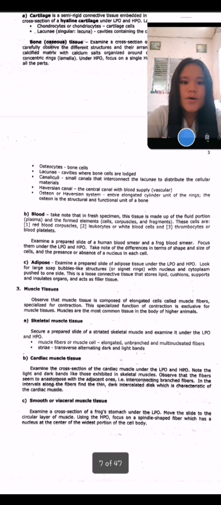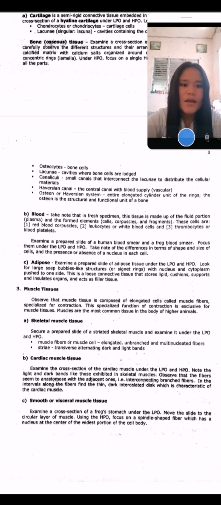platelets. So, examine a prepared slide of a human blood smear and a frog blood smear. Focus them under the LPO and HPO. Take note of the differences in terms of shape and size of cells and the presence or absence of a nucleus in each cell.